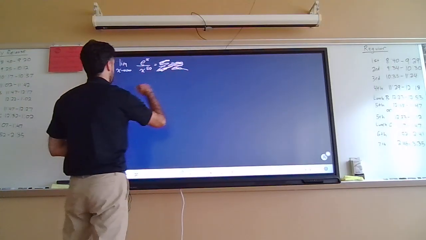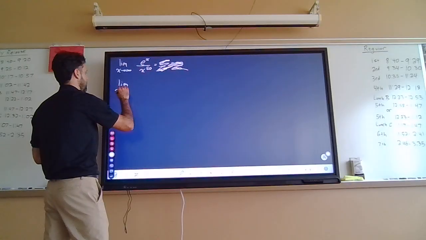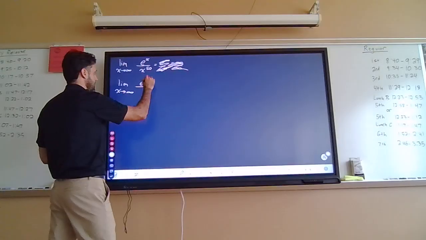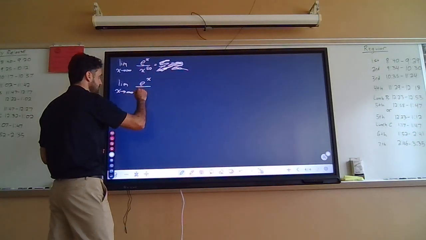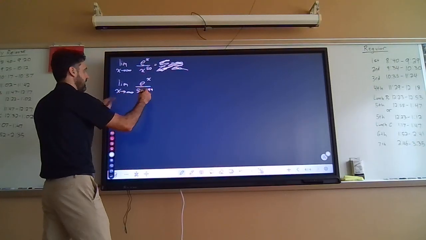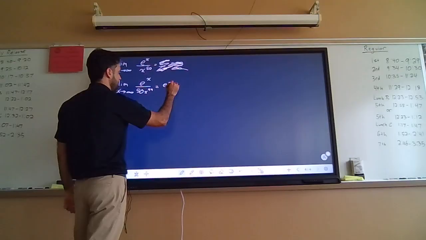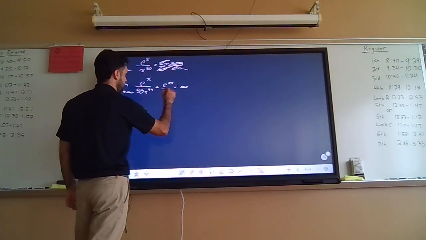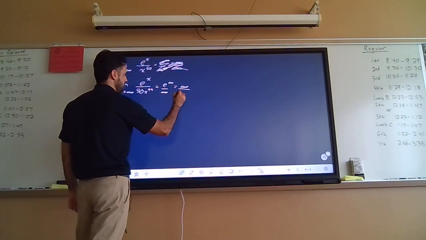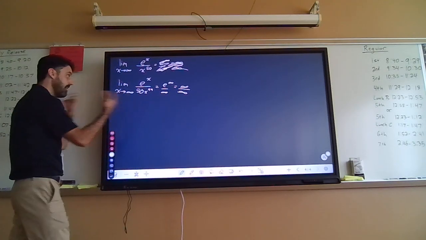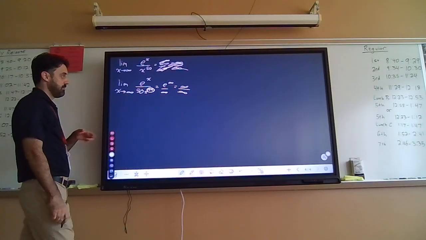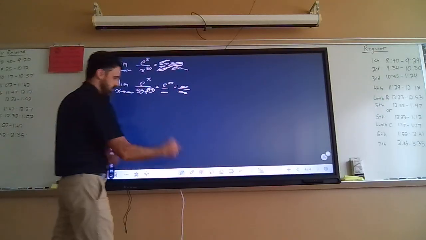So applying L'Hopital's rule, we take a derivative of the top and the bottom without using the quotient rule. e to the x is still e to the x. x to the 50th is 50x to the 49th. Now if we try plugging in infinity again, it's still e to the infinity, which is infinity, divided by 50 times infinity to the 49th, still infinity in the bottom. In fact, we're going to have to take another 49 more derivatives before we can come up with an answer.